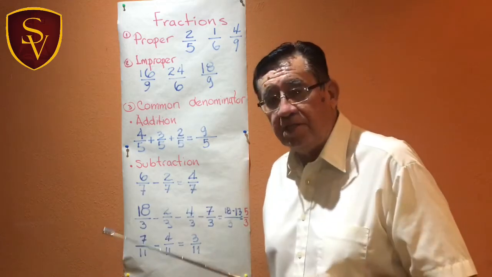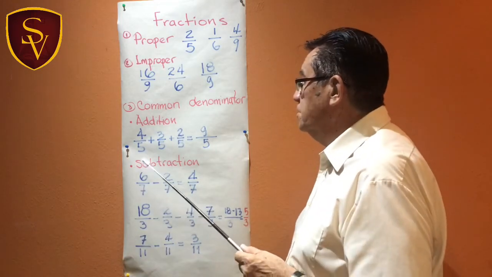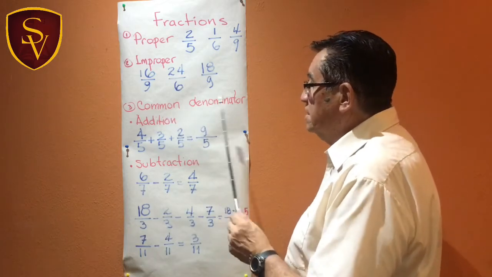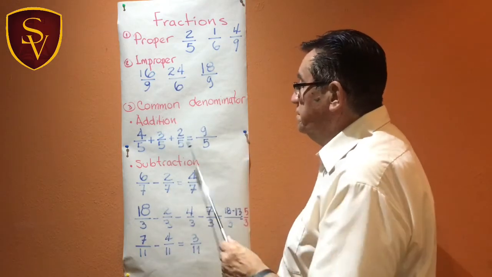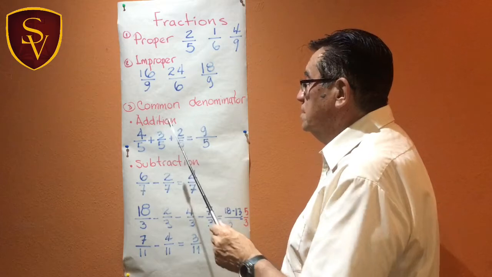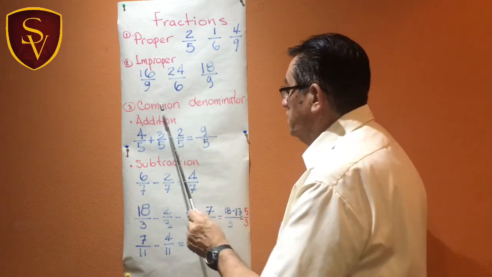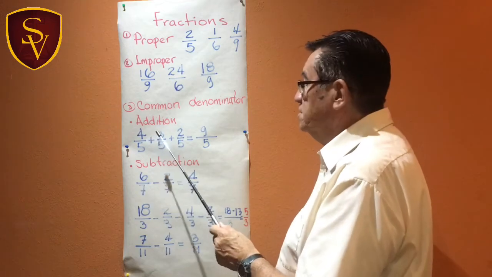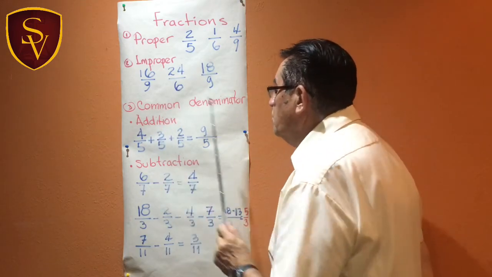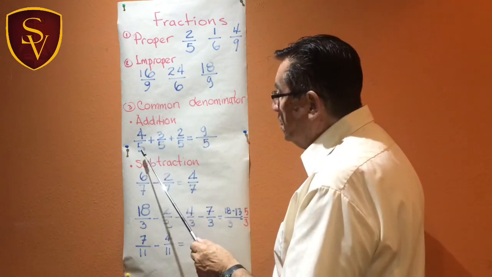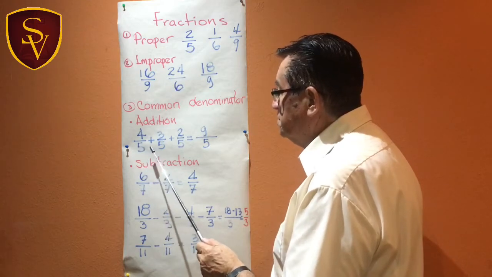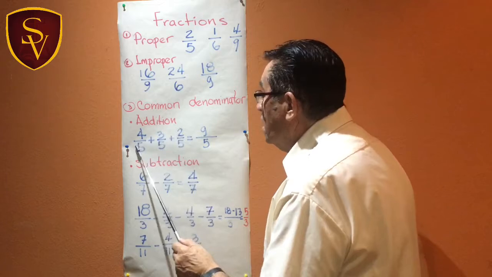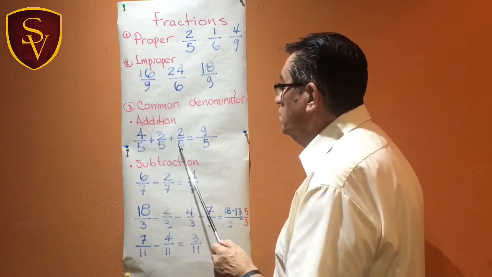all the basic operations in addition and subtractions. Well, the first addition of fractions are the ones that have a common denominator. La primera operación básica de las fracciones es cuando el denominador es común. If you can see here, the denominator is fifths, fifths, fifths. So it's common, es un denominador común.